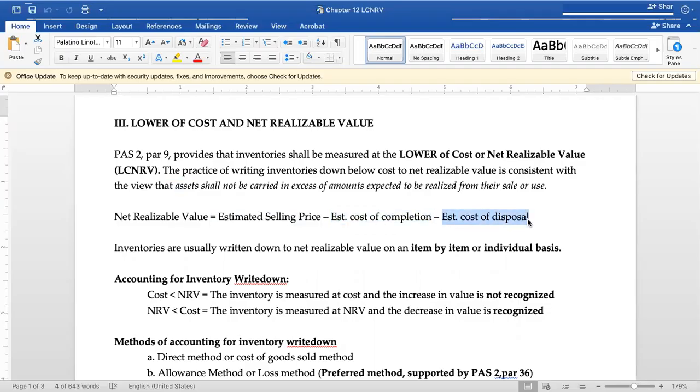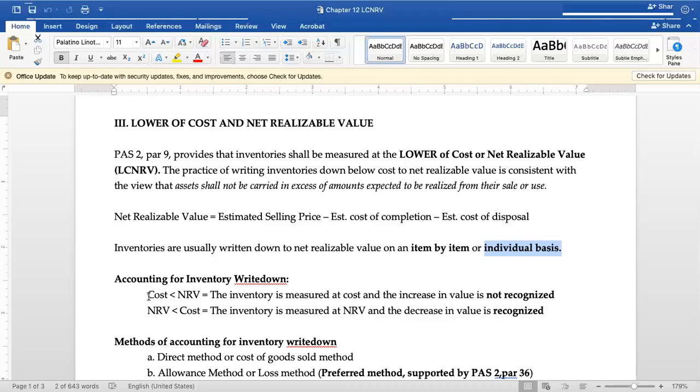disposal. Okay, so inventories are usually written down to net realizable value on an item by item basis or individual basis. So pasabot ani, we measure the inventory on an item by item basis. So identify nato kinsa ang lower, cost ba or net realizable value, on an item by item basis. So isa-isahon nato siya or individual basis. So how do we account for inventory write-down?